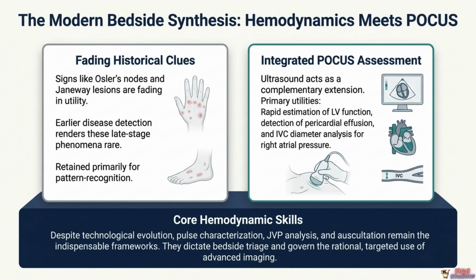So, where does the classic cardiovascular examination stand in today's clinical practice? Some historical findings are genuinely fading in utility. Signs like Osler's nodes and Janeway lesions, once cornerstone teaching points, are becoming rarer simply because earlier disease detection means fewer patients ever progress to that late stage, though they remain valuable for pattern recognition and should never be entirely forgotten.